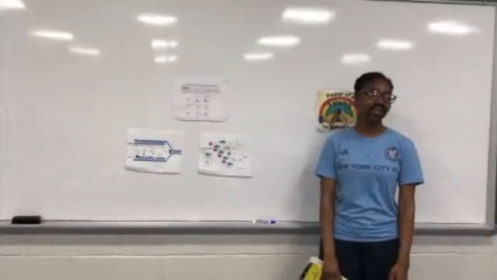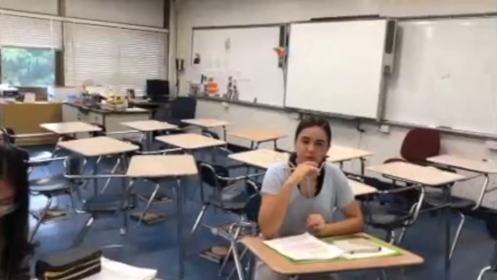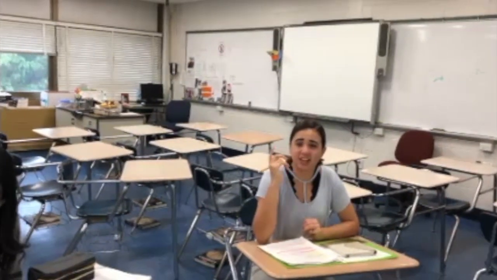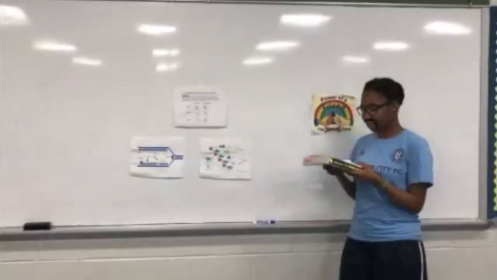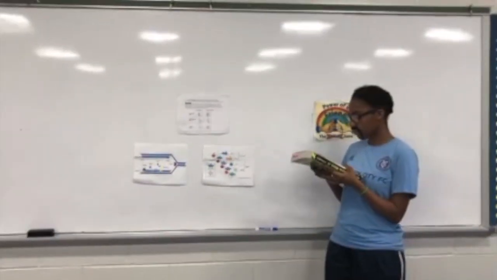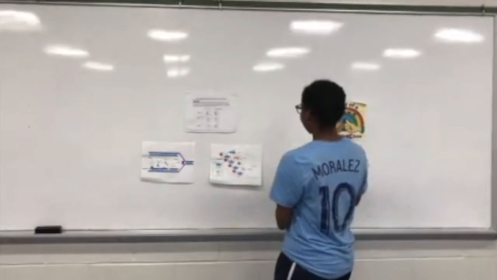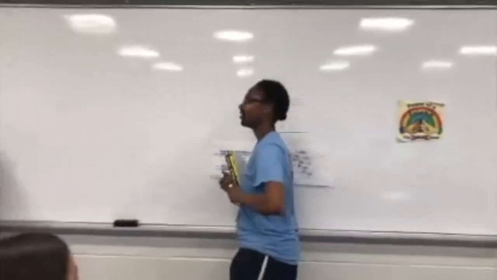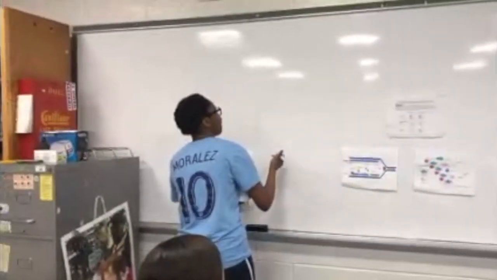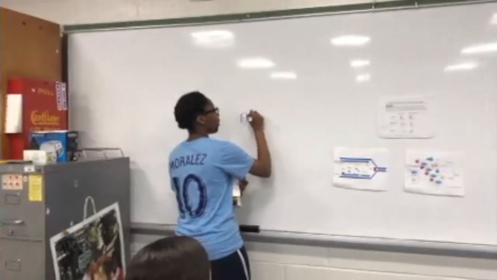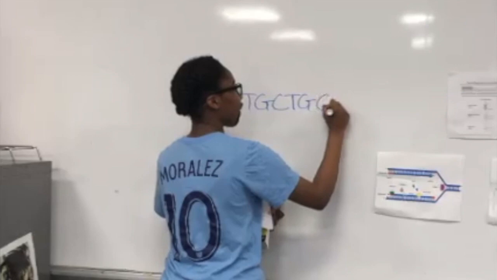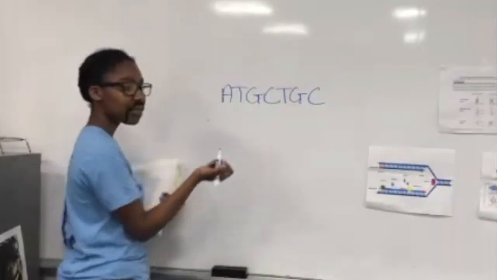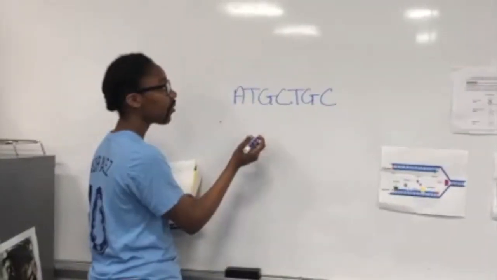Okay, so can anyone tell me the base pairs for a DNA molecule? The hydrogen bonding between guanine and cytosine, and the hydrogen bonding between thymine and adenine. Okay, anyways, these base pairs can create base sequences. Okay, these base sequences can make up a DNA molecule.